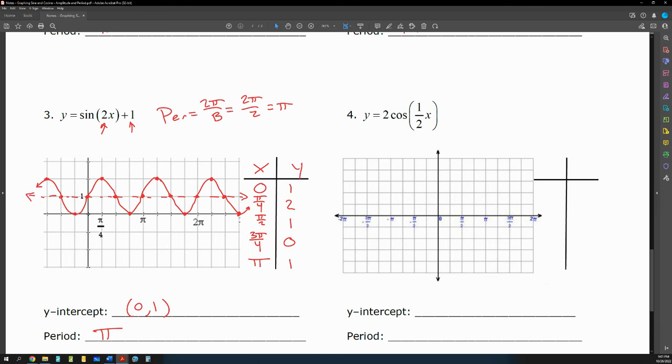I'm going to ask again, what do you notice about the midline, the equation for the midline, and the equation? See if you can draw those patterns. The answer is that vertical shift is going to define our midline.